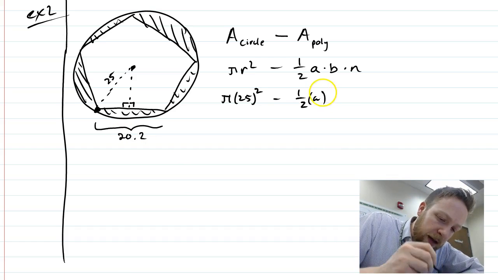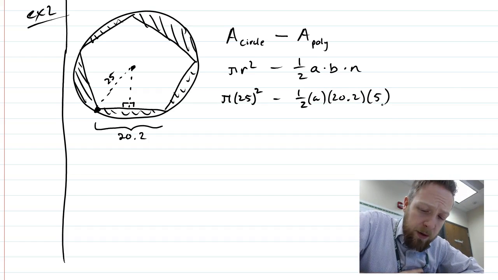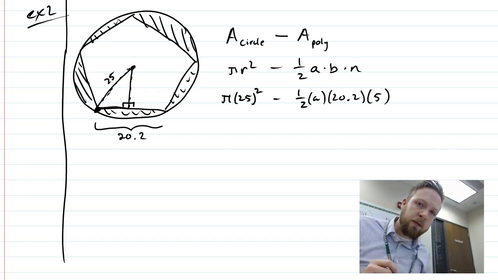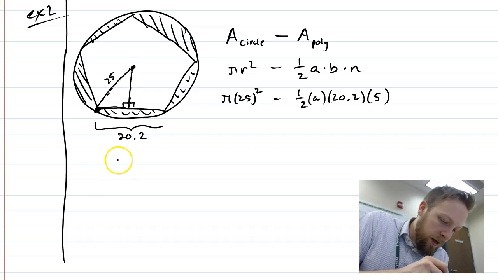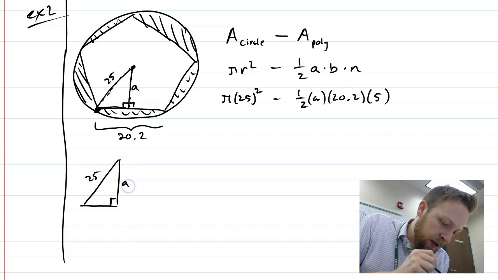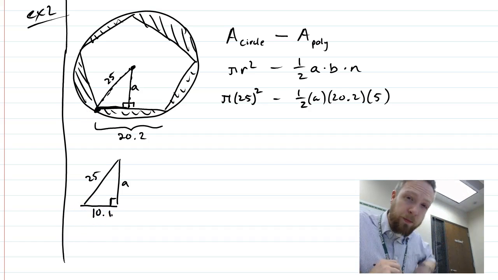Okay, so I'll leave A alone, then I'll put 20.2, and then there's 5 sides on a regular polygon. So I have everything except for the apothem. If I can get the apothem, then I can start calculating. So this shape right here that I'm outlining is a right triangle, and that's important because then I can use Pythagorean to find the apothem. I need to know the A. So this is 25, this is A, and remember, this is only half of 20.2, so this will be 10.1.